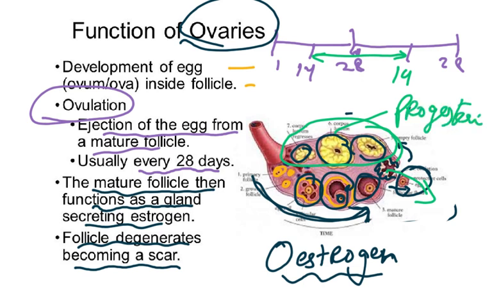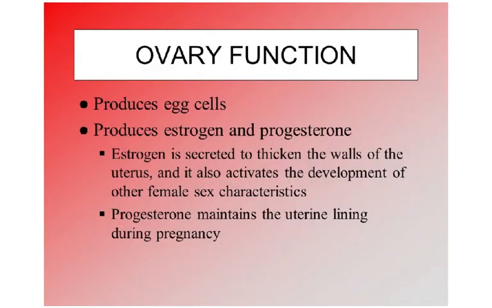So both estrogen and progesterone are produced by the ovaries, but at different times of the menstrual cycle. So if we look at the functions of the ovaries, it produces the egg cells, or the ovum, and produces estrogen and progesterone. And why is estrogen secreted? It is to thicken the walls of the uterus and also activate the development of other female characteristics. Of course, that is a separate story. Progesterone maintains the uterus lining during pregnancy.